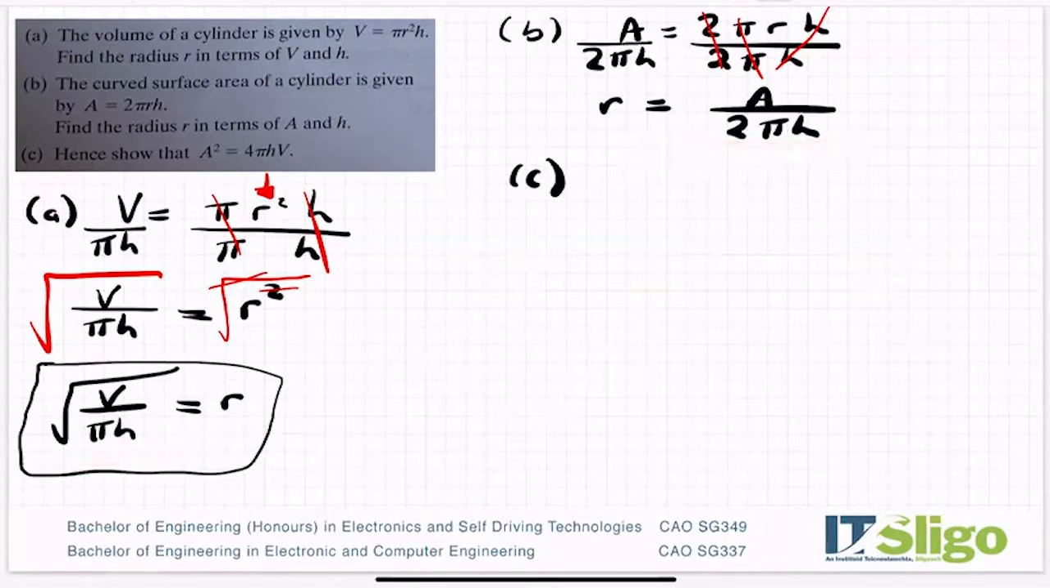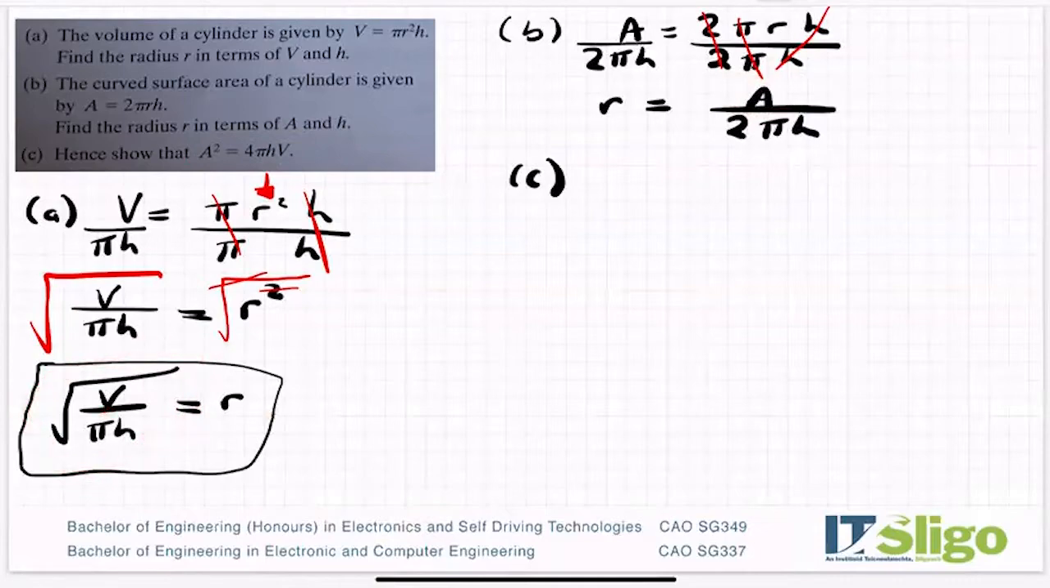And now I'm going, right, these are supposed to be somehow able to give me A squared is equal to 4 pi hV. Right at this moment, I haven't practiced the sum. I can't see that answer jumping out from these two, only that I have an A here and I have a square root sign here.